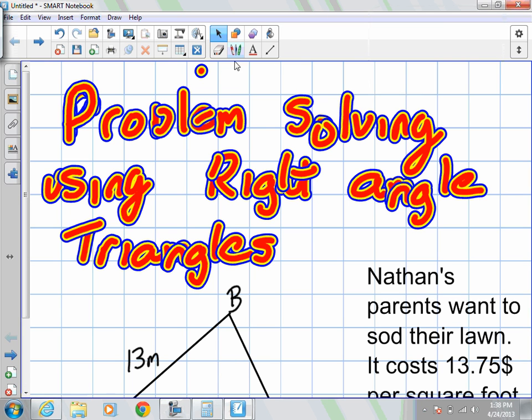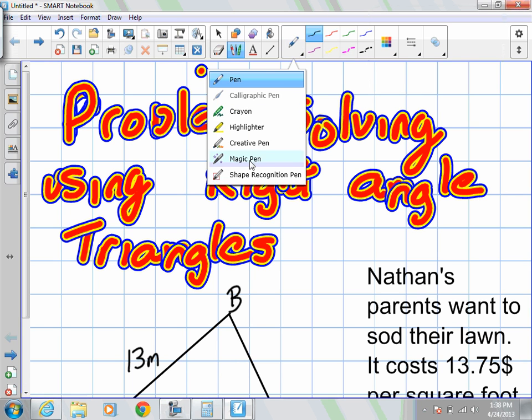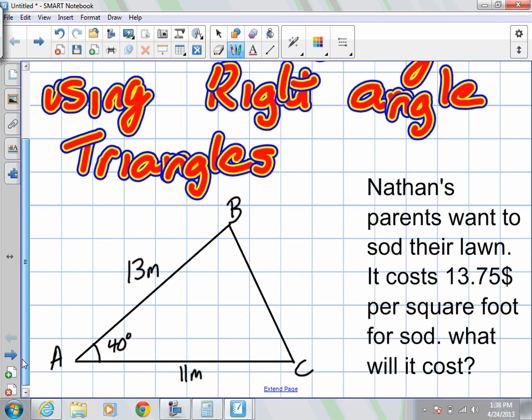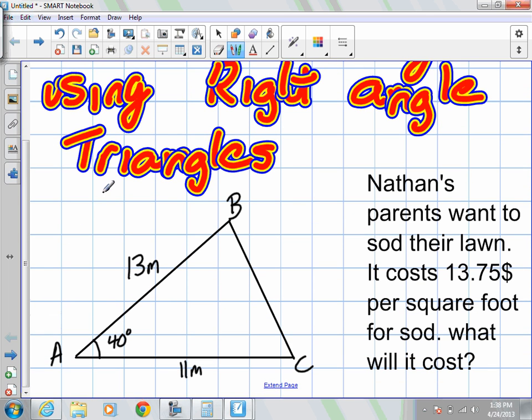Problem solving using right angle triangles. We've been given a problem with the diagram already. A lot of the questions you're going to deal with won't give you a diagram. Luckily this one has, because it is a bit complex.